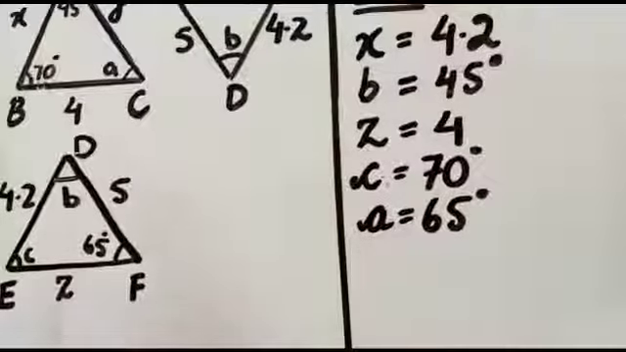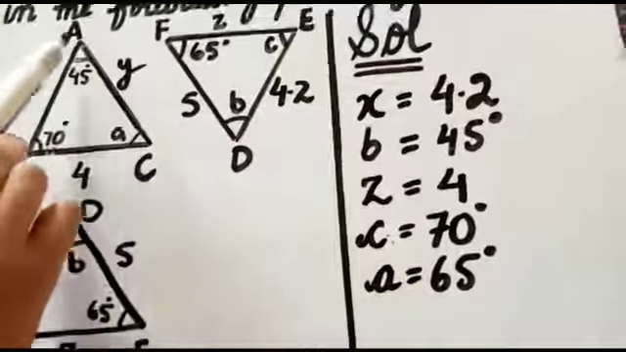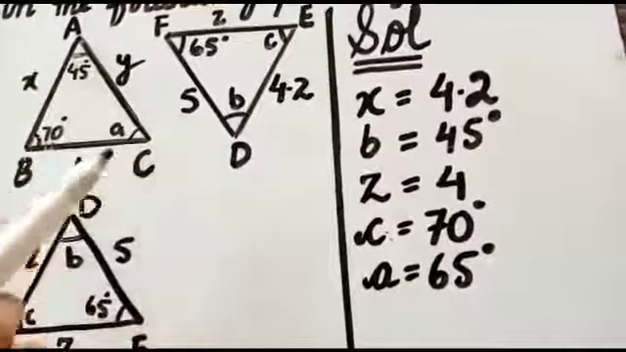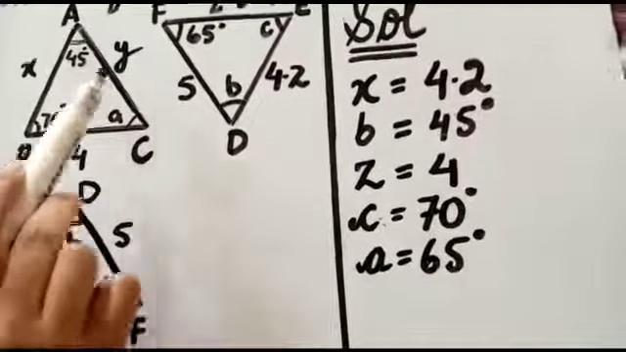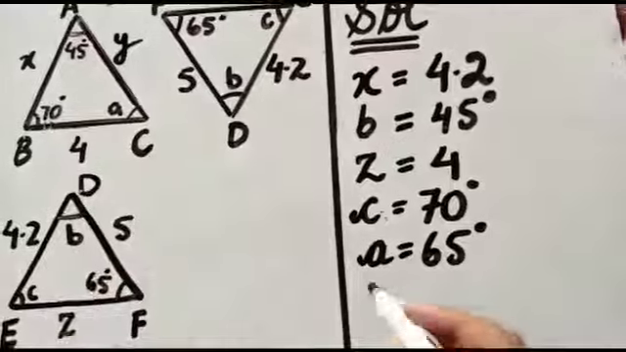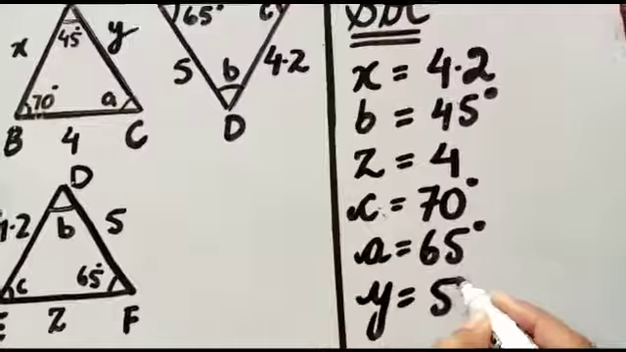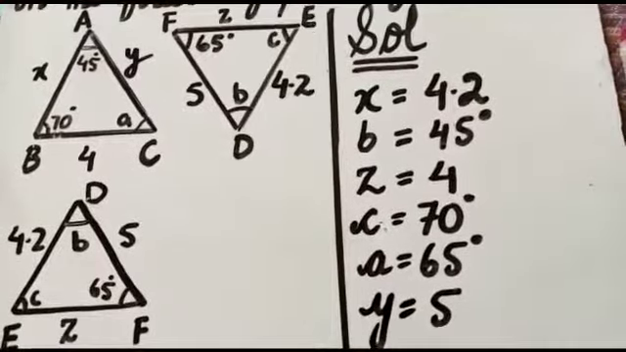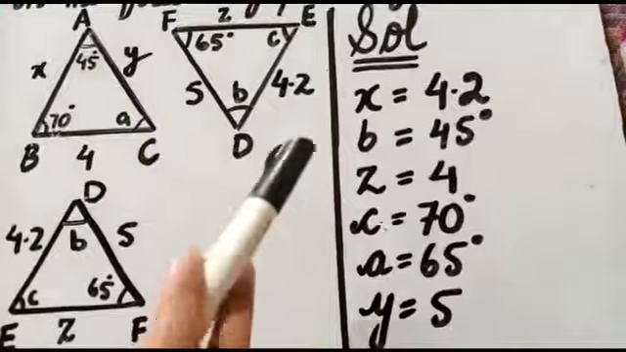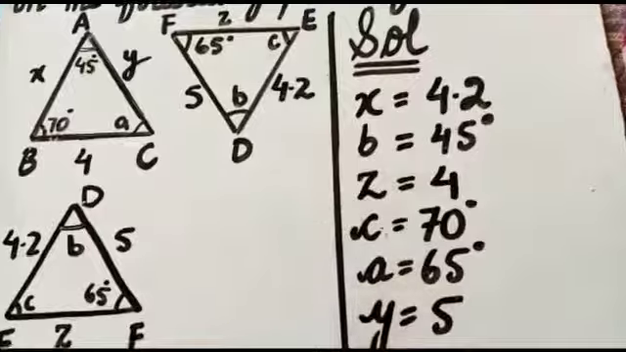Okay students, in the first triangle the side AC is Y, and the corresponding side of AC in the second triangle is DF. So Y will be equal to 5. So class, in this way we have found all the unknown variables in these two triangles, that is X, Y, Z and A, B, C.